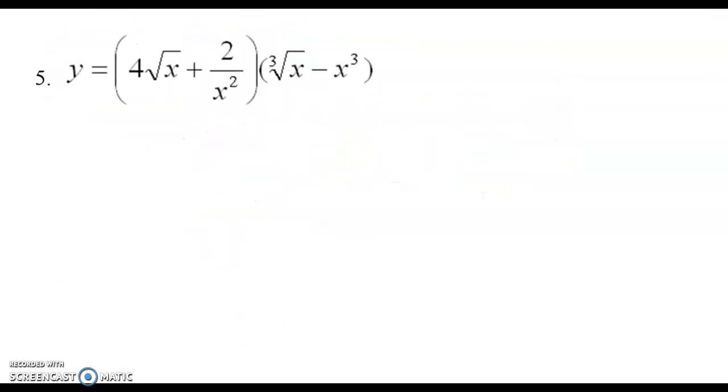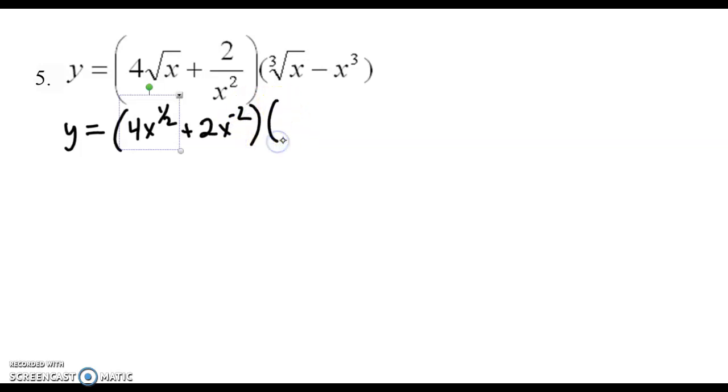I'm not going to do all the work with you here, except the start, where we need to rewrite the original y with exponent powers instead of using radical signs. So here we've got 4x to the half plus, here we've got an x in the denominator. We'll move that to the numerator and make the exponent negative. Here we've got a cube root, which we know is the same as the exponent 1/3. Subtract x to the 3rd.